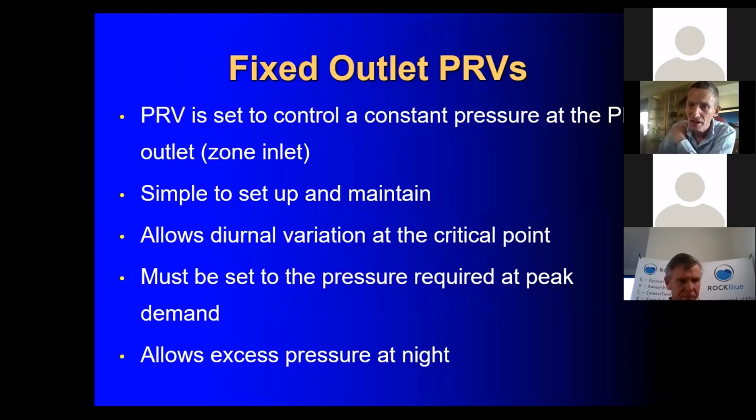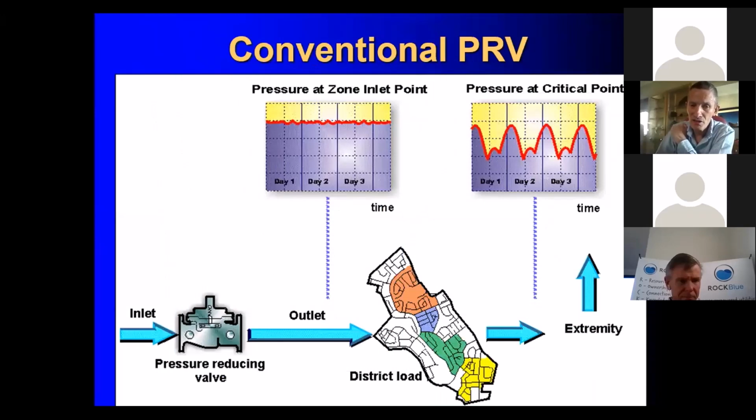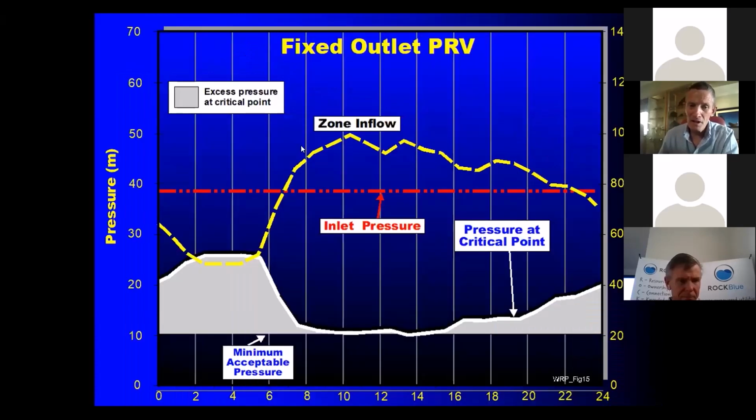Now, we're going to use a fixed outlet pressure reducing valve here. And a pressure reducing valve simply gives you a fixed pressure going into your zone, and it gives you a variable pressure at your critical point. Now, by using a fixed outlet pressure reducing valve, we drop the pressure in this case to about 38 meters, so that during the peak demand period, we're down at the 10 meters that we're looking for. So that's fantastic. We've taken a strip off that grey area.